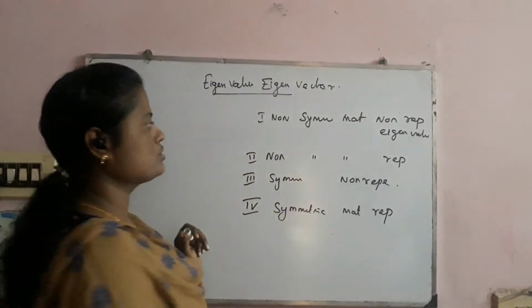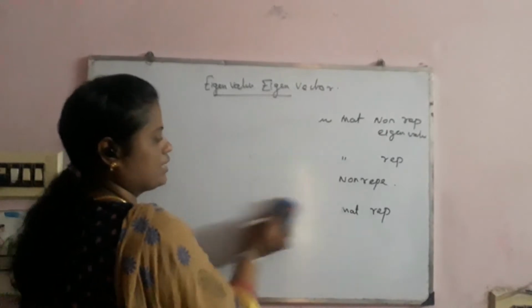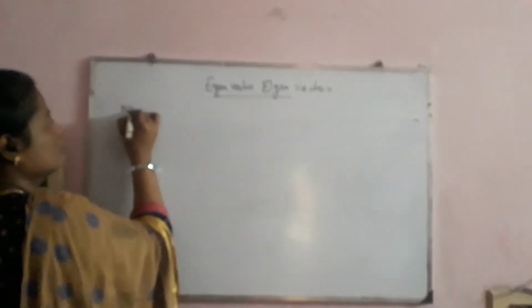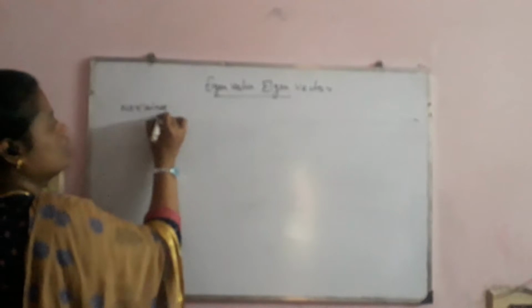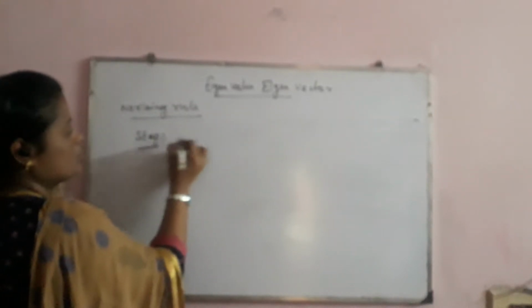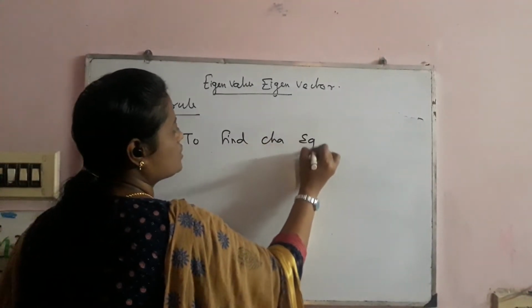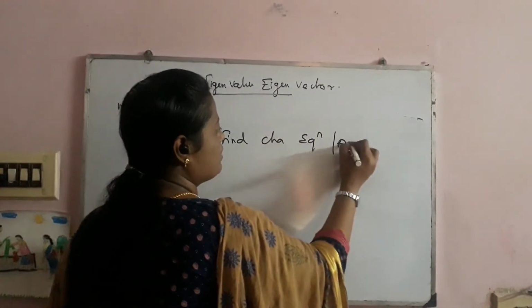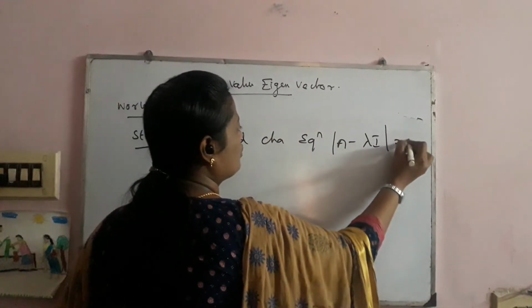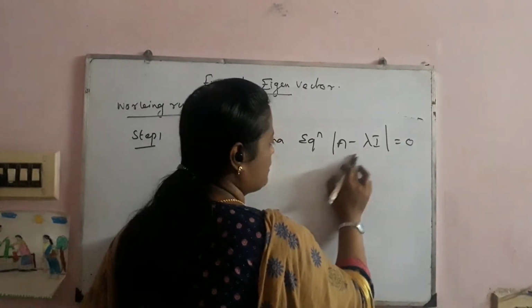Now we are going to see non-symmetric matrix, non-repeated eigenvalues. Before that, we'll see the working rule for finding eigenvalue and eigenvector. Step 1 is to find the characteristic equation. The characteristic equation is A minus lambda I equal to 0, where A is a square matrix, I is the identity matrix, and lambda is any parameter.